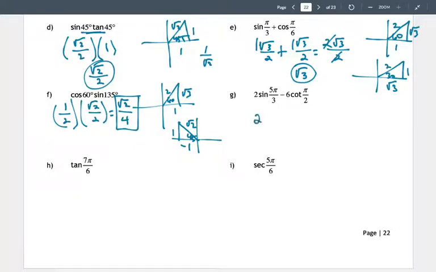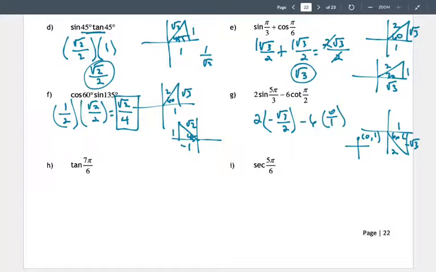On this one, you're going to take 2 and multiply it by sine of 5 pi over 3. Well, 5 pi over 3 is over here with a 60-degree reference angle. It's negative there. Sine is going to be a negative square root of 3 over 2, minus 6, and then you're going to do cotangent of pi over 2. Pi over 2 is up here. That's an ordered pair of 0, 1. Cotangent does x over y, so it'll be 0 over 1. So that'll end up being a negative square root of 3 minus 0, which is just negative square root of 3. And that's your answer.